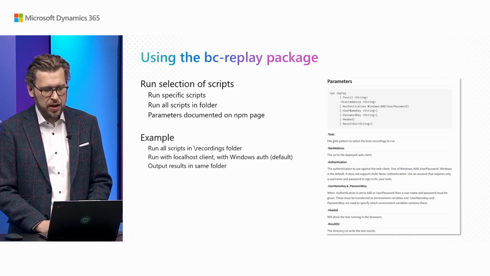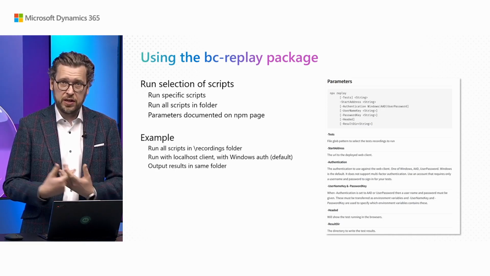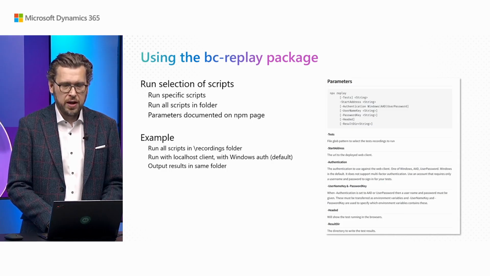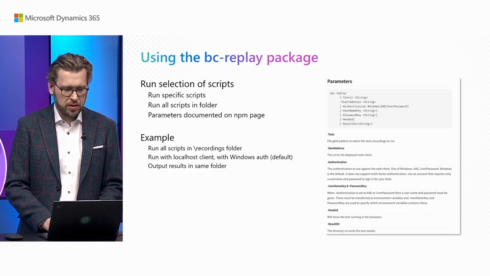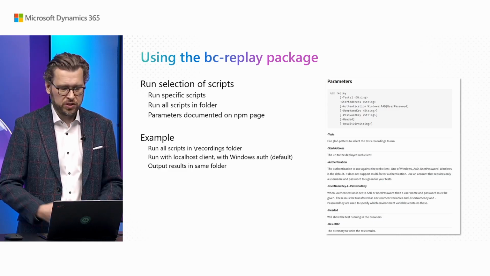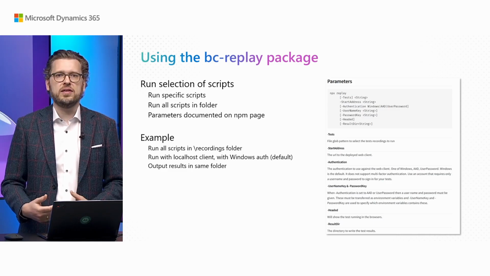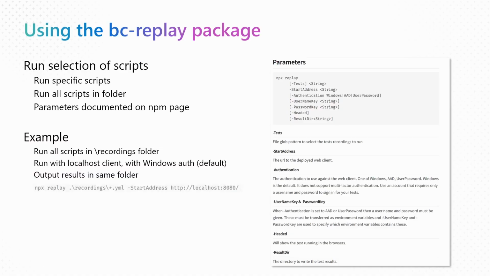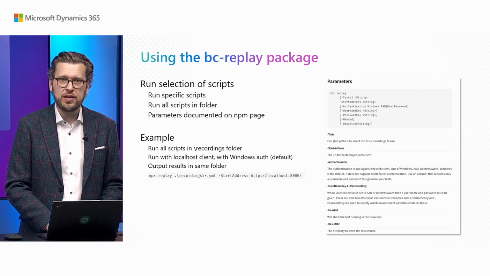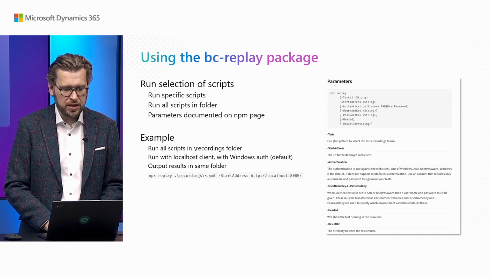So as an example, if you want to run all scripts in a folder, in the recording folder, and you want to run them on just the localhost client with Windows authentication, which is the default, and output then the results of each script in the same folder, then you can use a command, just npm replay. You provide the folder with all the scripts. There's a wildcard path there for YAML files because the scripts are based on YAML files. And we provide then also the start address for the client to use. And as I said, Windows authentication is a default.